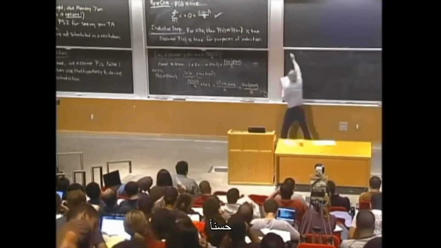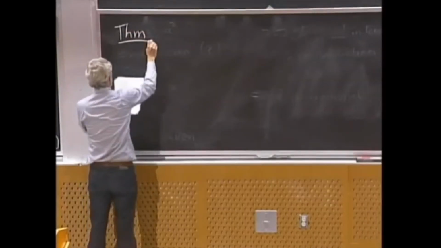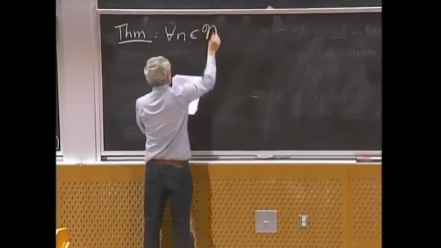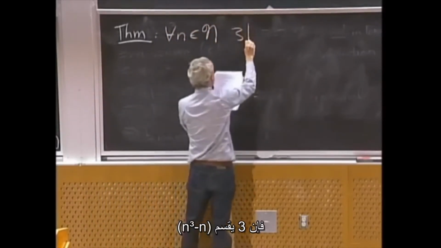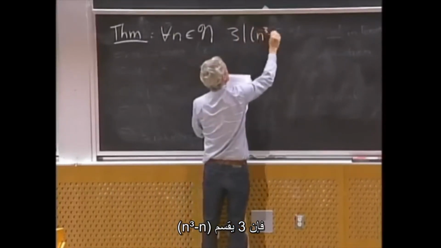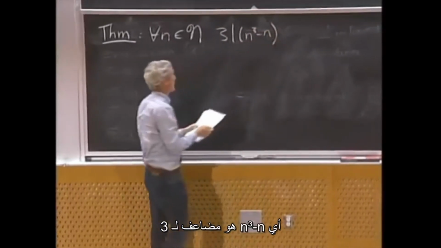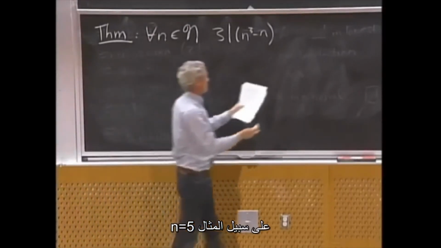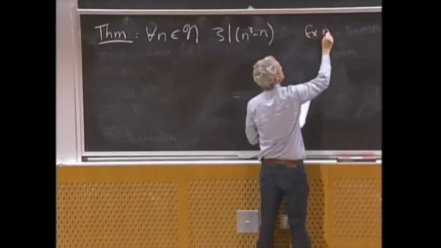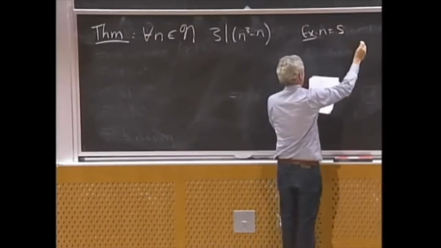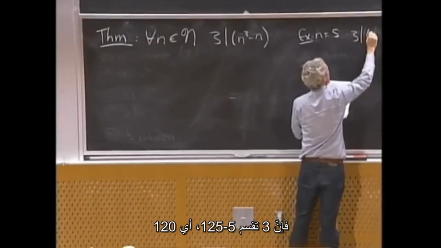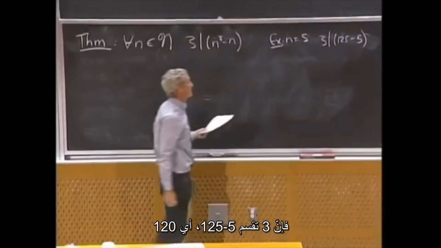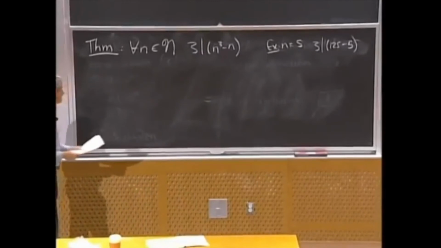Okay, so for all natural numbers n, 3 divides n cubed minus n. That means n cubed minus n is a multiple of 3. For example, if n is 5, 3 divides 125 minus 5, because it's 120. Let's prove that.